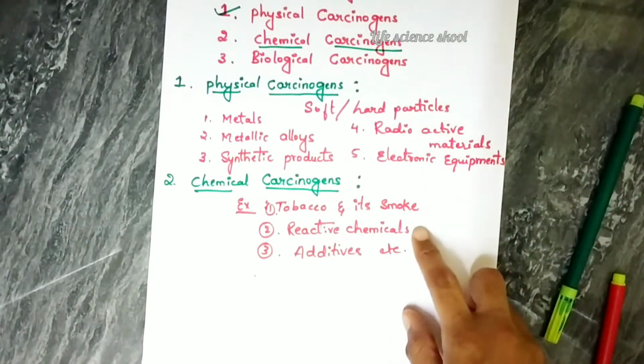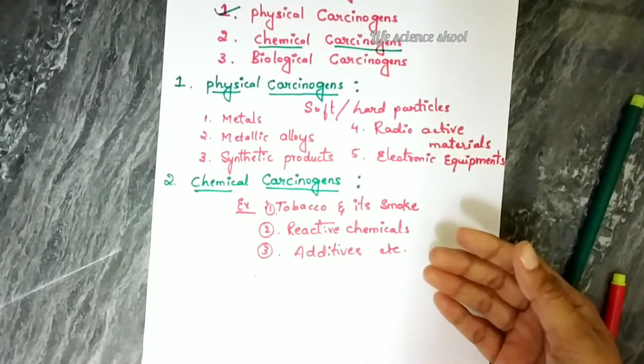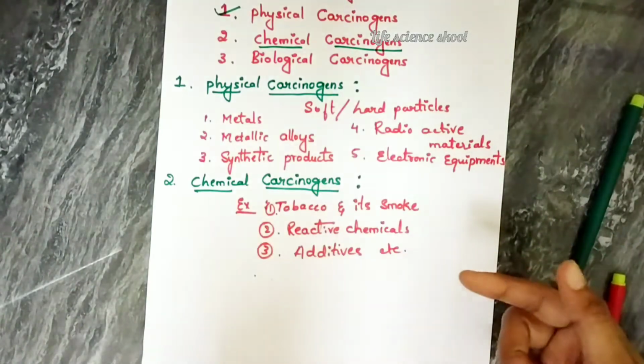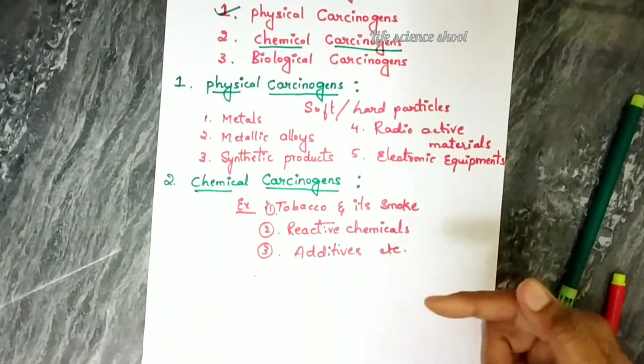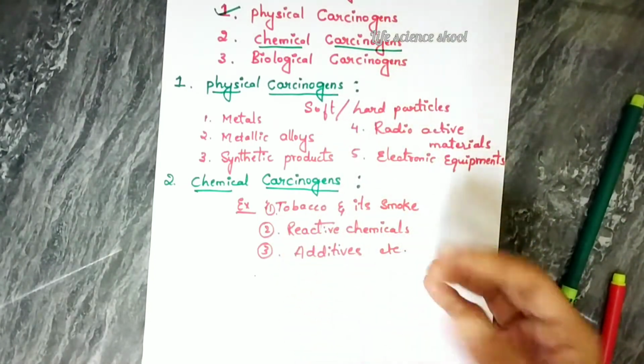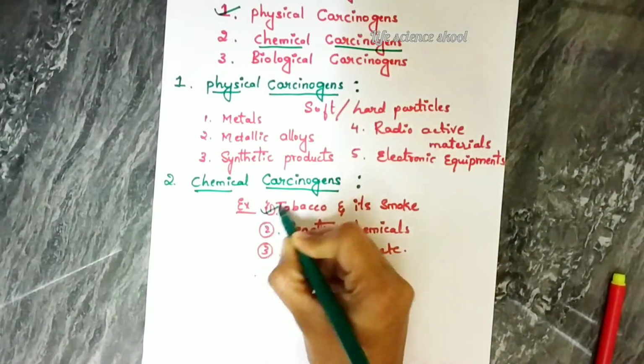And next one, reactive chemicals. There are many cancer causing chemicals in our environment, such as tar, dyes, aromatic compounds, nickel, lead, arsenic, and then aflatoxins, etc. Exposure to these chemicals can cause cancer. And the third one, we completed these two.